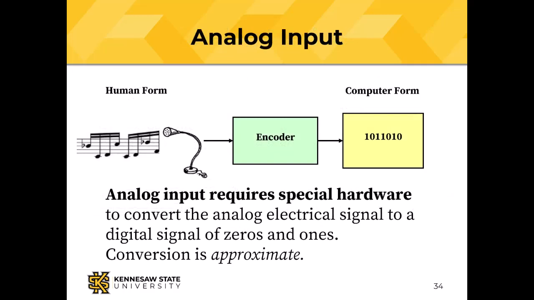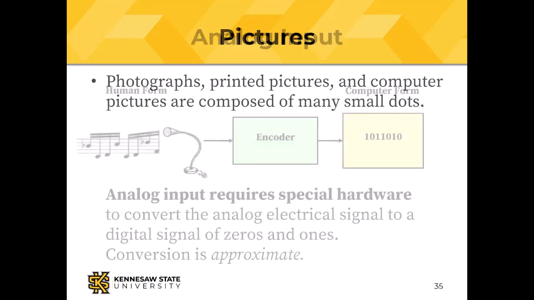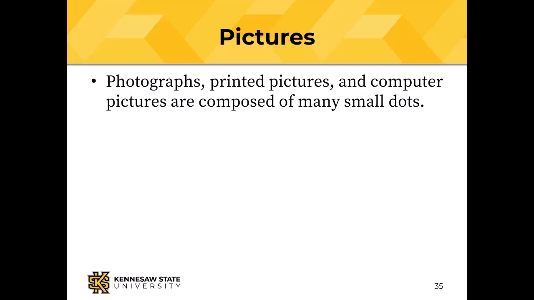Analog input requires special hardware. That hardware is an encoder that converts the analog signal to a digital signal. Conversion is approximate, and we'll talk about how that conversion works with sounds in just a little bit. Let's think about pictures first.